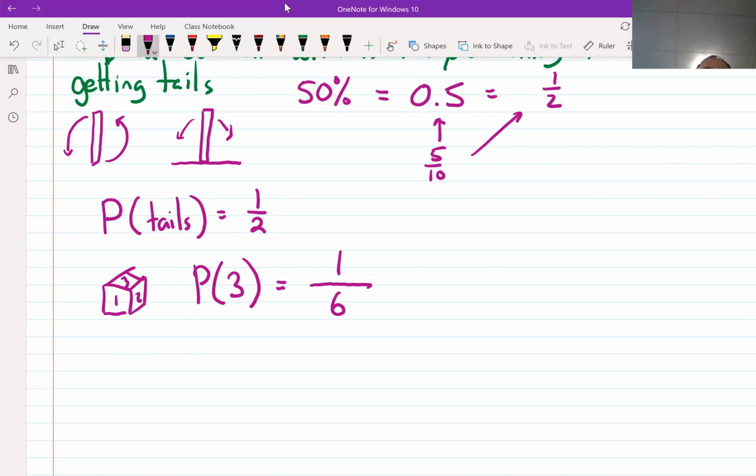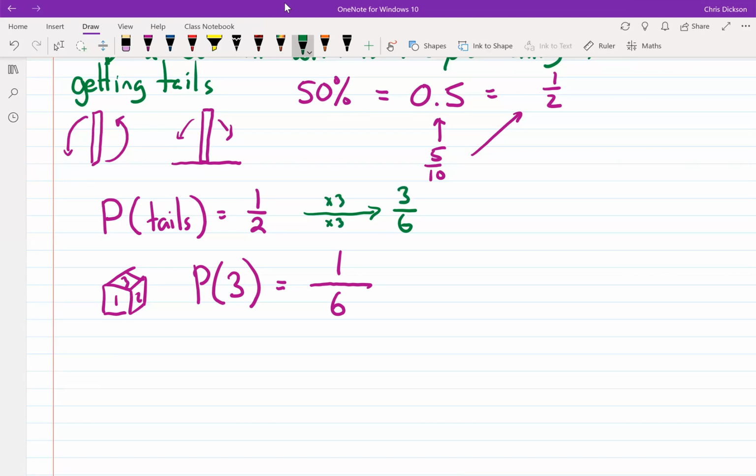So is it more likely or less likely to get tails on a coin or a 3 on a 6-sided dice? Once again, these numbers are fairly easy to work out in our heads, but sometimes if it's hard, you might want to convert the numbers to have the same denominator so that you can compare them to each other. Let's say you turned a half into something out of 6. You would times the bottom by 3, which means you times the top by 3, which gives you 3 out of 6. So 3 out of 6 is a bigger number, of course, than 1 out of 6.